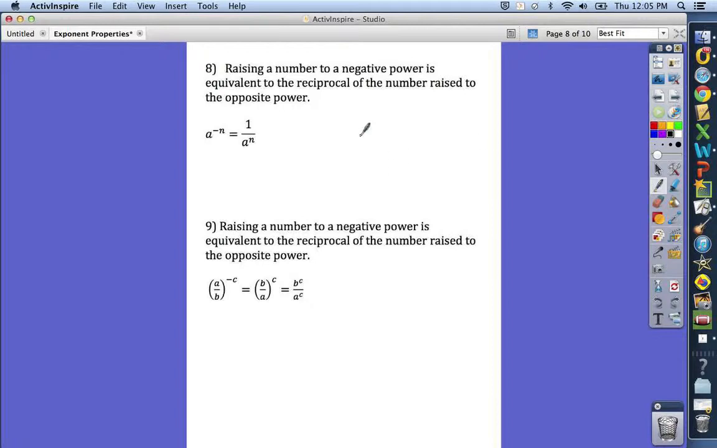If you raise a number to a negative power, it would be the same as doing the reciprocal and raising it to the positive power. So for example, if I were to do 5 to the negative second power, that's really the same as 1 over 5 to the positive second power, which would be also equivalent to 1 over 25.